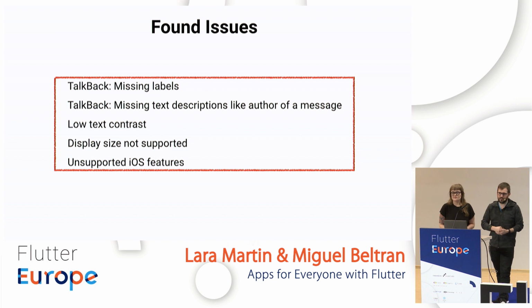We have found different issues here. When using Talkback, we are missing labels everywhere. And also the text descriptions are missing, like for example, the author of the message was not there. The text input also has low text contrast. And we have found that the display size from Android, this setting that we tried, is not working. And for iOS, we found also a lot of settings that were not supported for accessibility. We're going to see what we can do here to improve that.